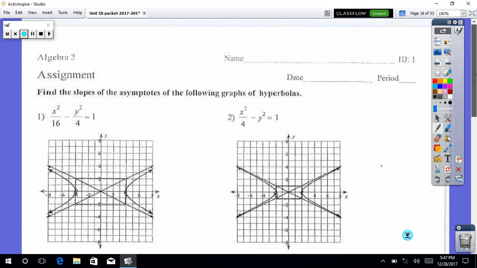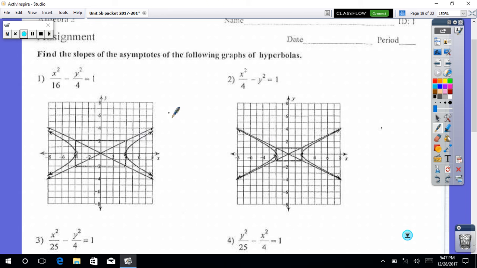And again, more slope finding. Okay, y over x, square root of 4 over the square root of 16. So plus or minus 2/4, which is plus or minus 1/2.